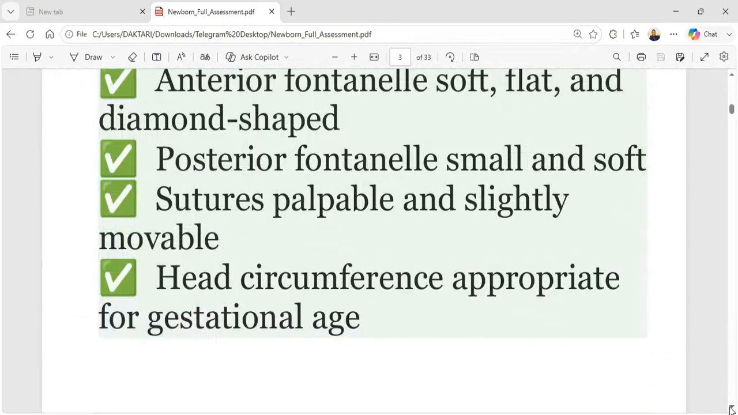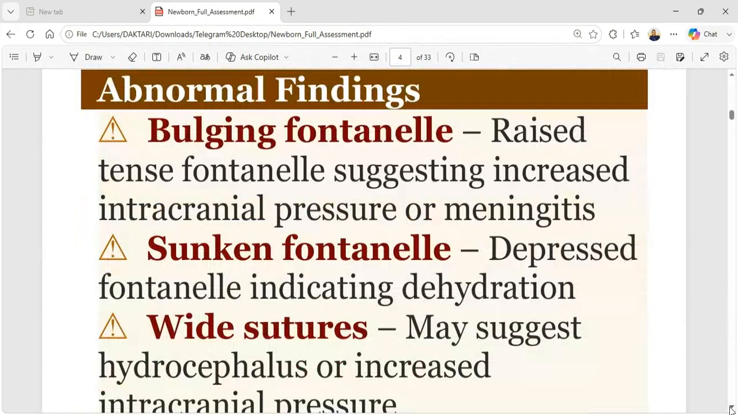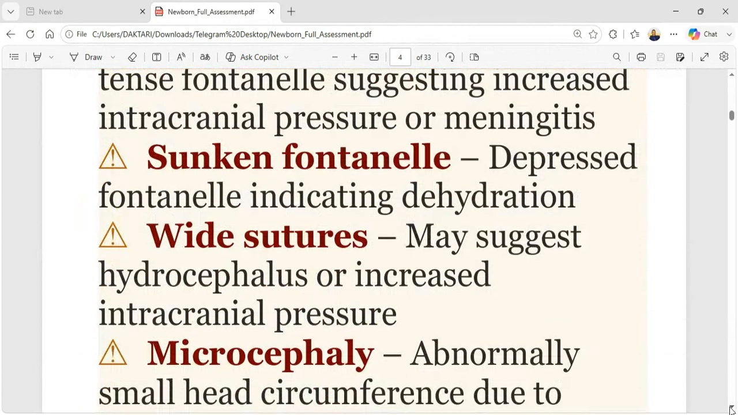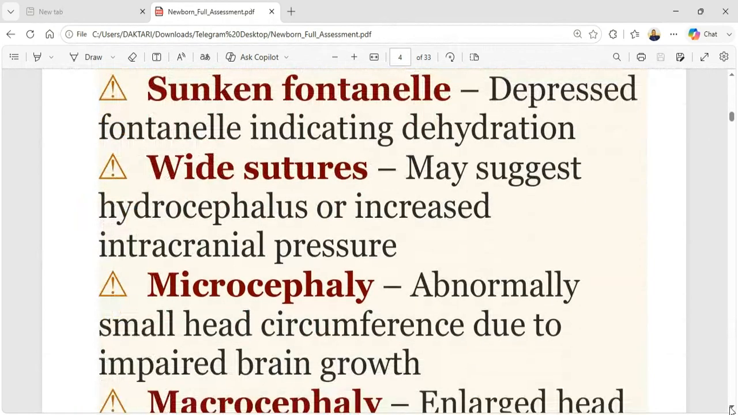Now the abnormal findings on the skull. Bulging fontanelle: when a fontanelle is raised and tense, it suggests increased intracranial pressure or meningitis. Then the sunken, depressed fontanelle indicates dehydration. Wide suture, the suture line in the skull, may suggest hydrocephalus or increased intracranial pressure.